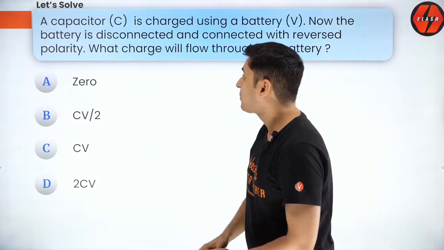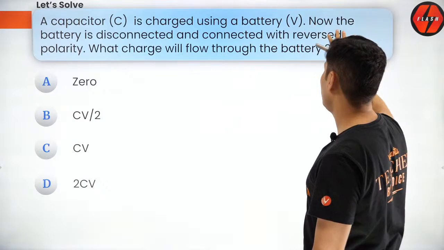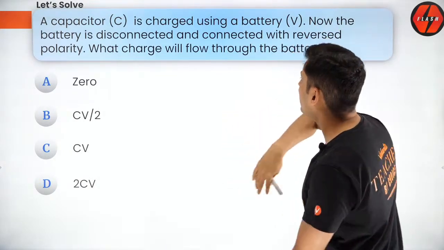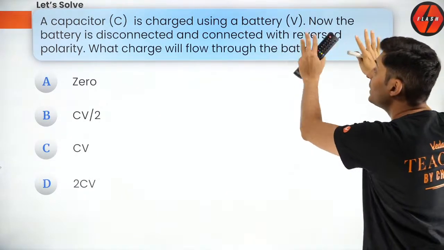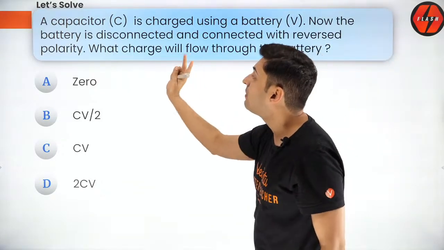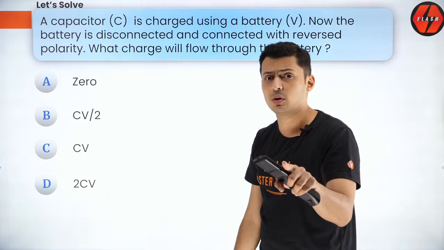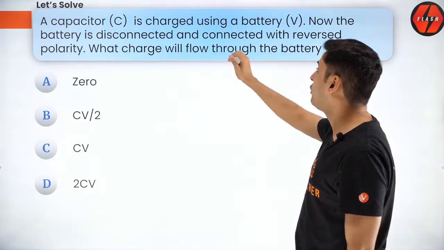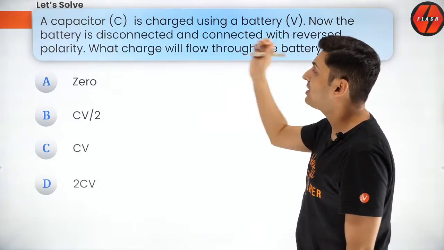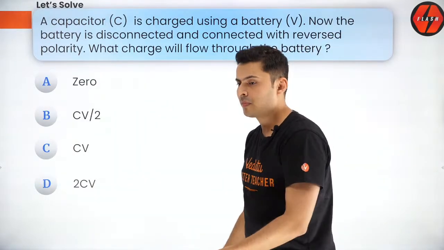So draw it. Capacitor is charged using a battery, disconnect the battery and again connect it, but when you connect it with the reversed polarity of the battery. The moment you connect it with the reverse polarity, some charge is going to flow through the battery. How much is that charge? That's the question. Let's see.